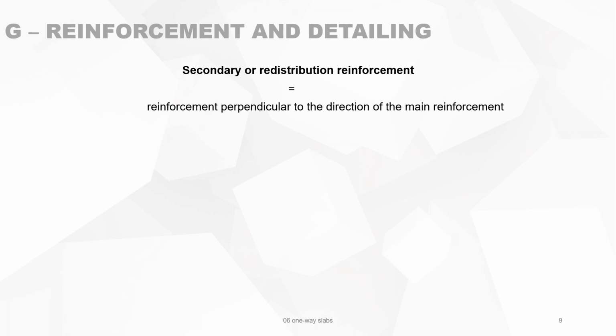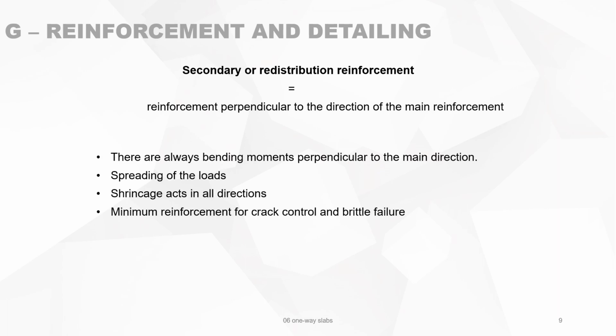Video 6 is about one-way slabs. So in principle, you only need the reinforcement in the main direction. But this is not the case in reality. You always need a redistribution reinforcement, which is a reinforcement perpendicular to the direction of the main reinforcement. It's also called the secondary reinforcement.